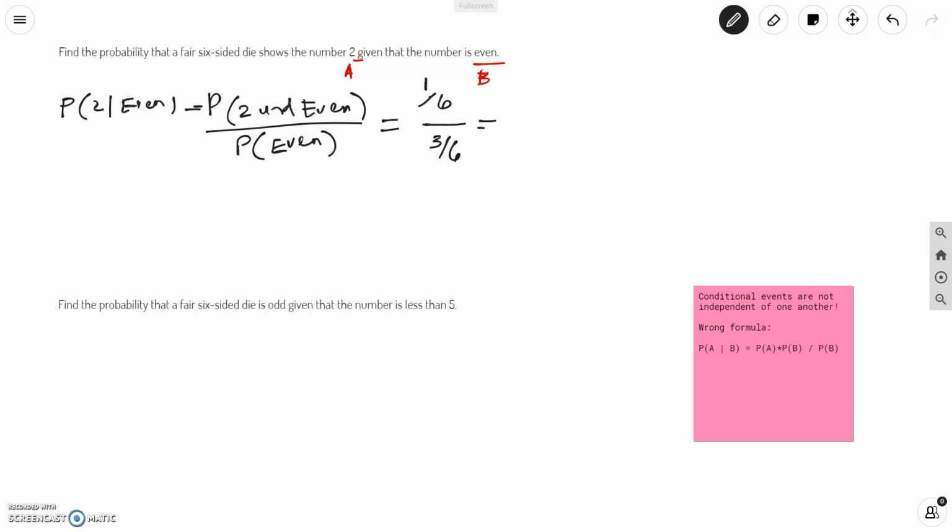After calculating this fraction right here, we should get a final answer of 1/3. So that's saying that the probability that the die shows the number 2, given that the number is even, is 1/3. If you think this through logically, there are only 3 even numbers out of the 6 different outcomes for a single die. And out of those 3 even numbers, there is only one that is the number 2. And so that's 1/3, which agrees with our answer from the formula here.